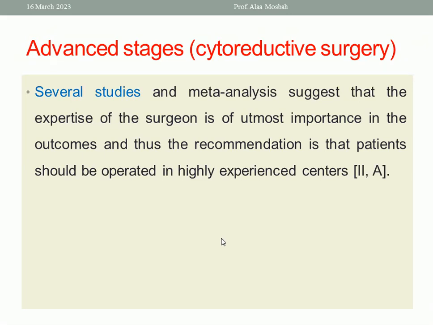Several studies and meta-analyses suggest that the expertise of the surgeon is of utmost importance in the outcomes, and thus the recommendation is that patients should be operated on in highly experienced centers. This is very important.